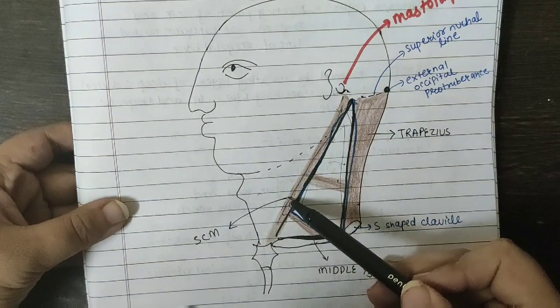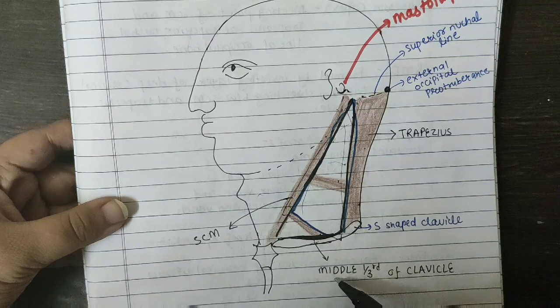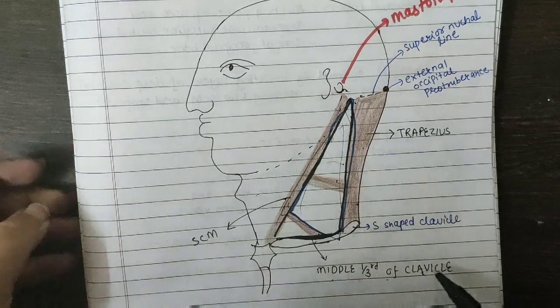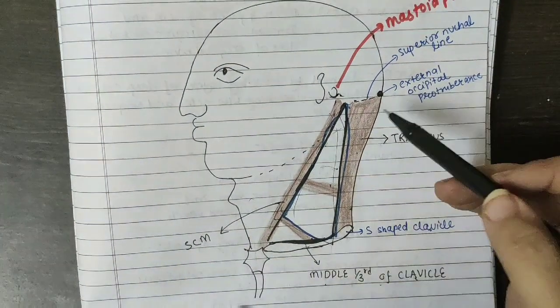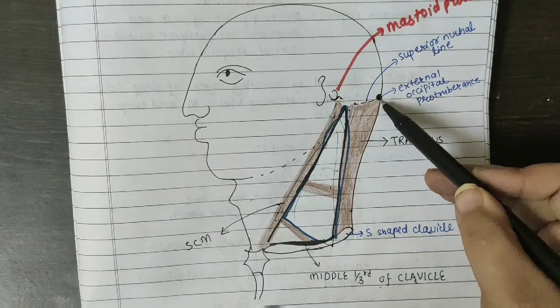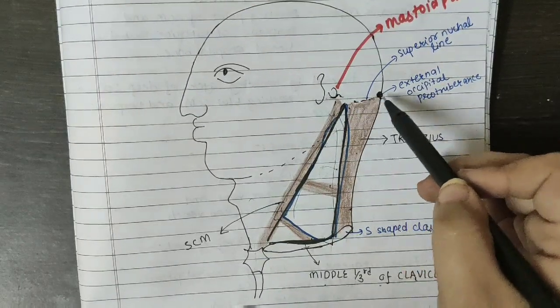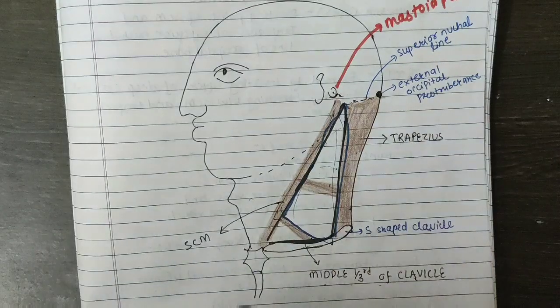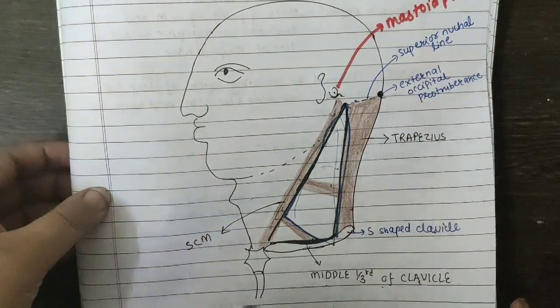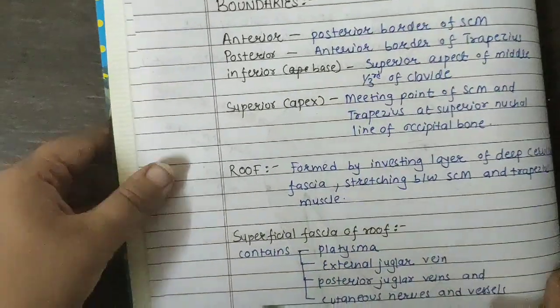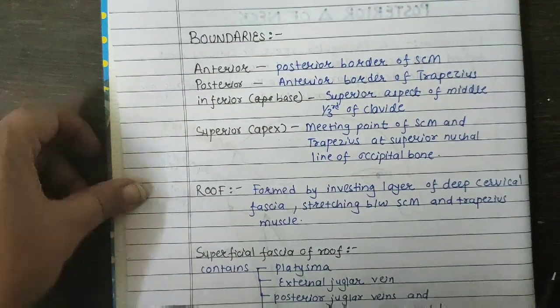where you have to show the sternocleidomastoid muscle, the trapezius, the middle one-third of the clavicle, the S-shaped clavicle bone, the external occipital protuberance, the superior nuchal line and the mastoid process. This is all that you have to draw in the introductory diagram. Now coming on to the boundaries.